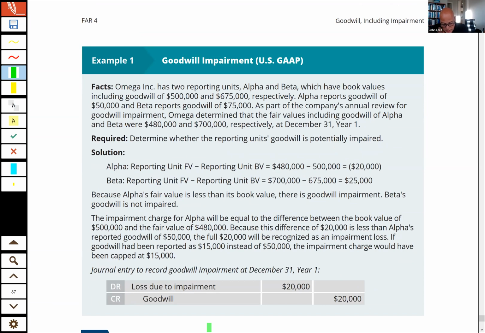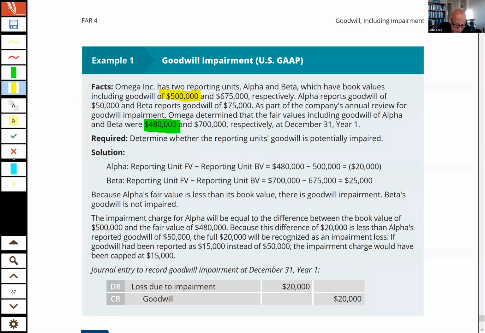So Omega Inc. has 2 reporting units, Alpha and Beta, which have book values including goodwill of 500 and 675 respectively. Alpha shows goodwill of 50, Beta shows goodwill of 75. As part of the company's annual review of goodwill impairment, Omega determined that the fair value, including goodwill, of Alpha is 480. Okay, and I'm getting nervous with Alpha because the carrying value is 500 and it's got a market value of 480.